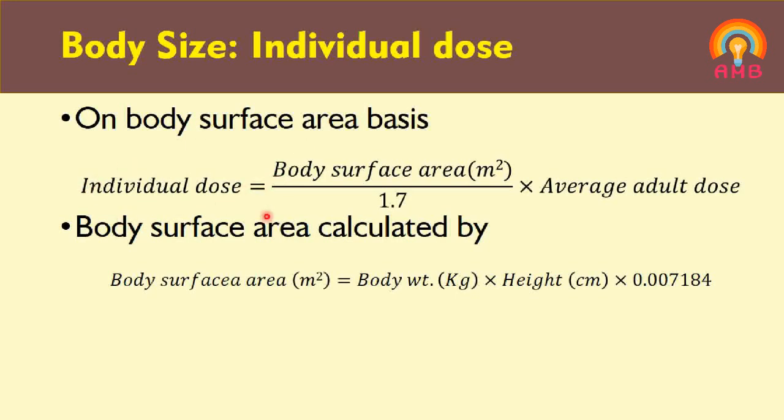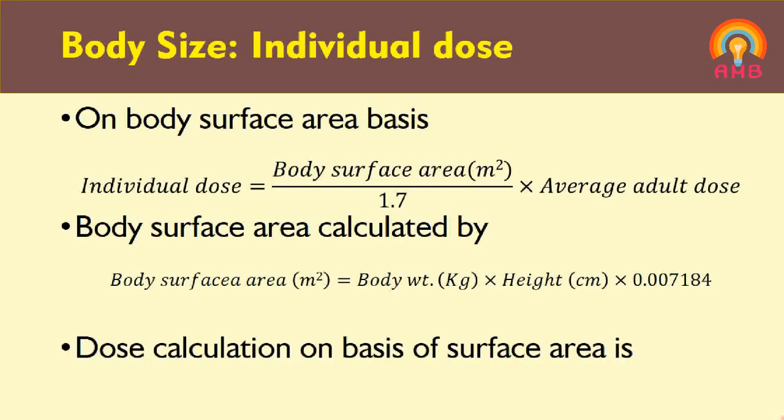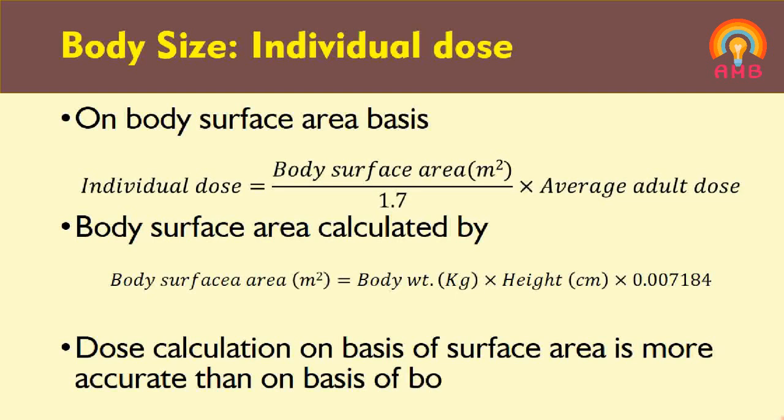It has been found that body surface area basis calculation provides a more accurate basis for dose calculation than body weight basis. So body surface area basis calculation is very important. So that is about body size. Now next we are discussing another factor, that is age.